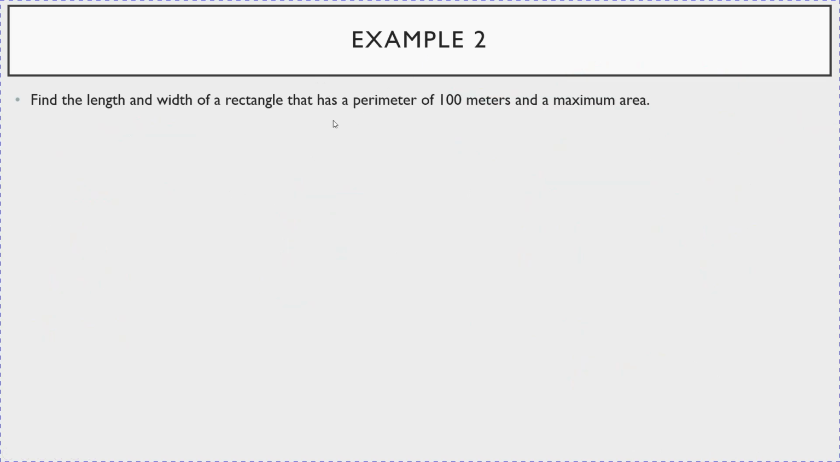Let's find the length and width of a rectangle that has a perimeter of 100 meters and a maximum area. So you only have 100 meters of, let's say, fencing for this rectangle, and you want to take that 100 meters and maximize the area. I'm looking for a length and width, so let x be equal to the length, and let y be equal to the width.